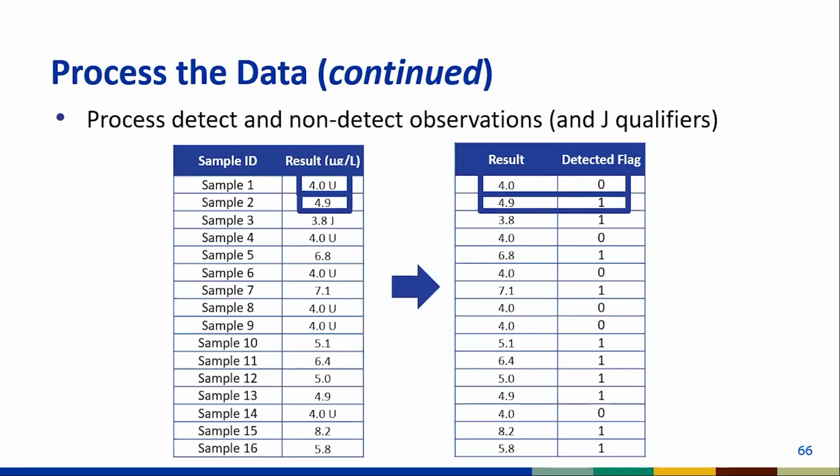Sample 2 was reported at a detected concentration of 4.9 micrograms per liter. For calculating the EPC, the health assessor assigns a 1 value to indicate that this is a detect. Sample 3 was reported at a detected concentration of 3.8 micrograms per liter, but with a J flag to indicate that it is an estimated value. In this case, the health assessor removes the J flag if it's in the same field as the sample result and assigns a 1 value to indicate a detect.